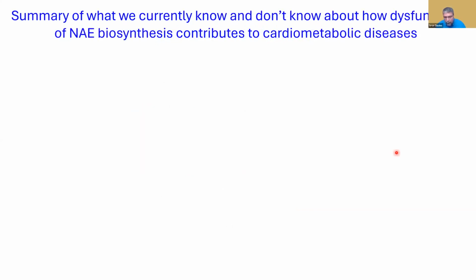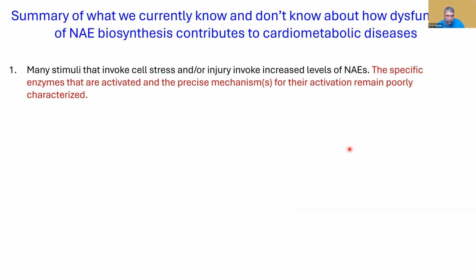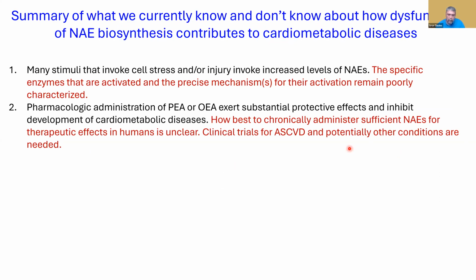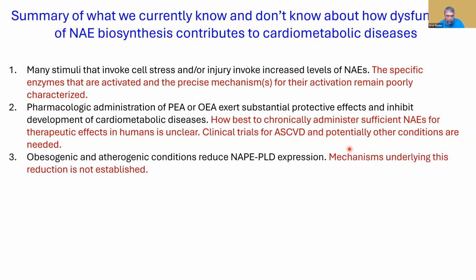So to reach the end here, I just kind of want to summarize what we do know and what we don't know about the role of these biosynthetic enzymes in protecting against cardiometabolic disease. So we do know that many stimuli do invoke their biosynthesis, but the specific enzymes that are involved and the precise mechanisms are very poorly characterized. We know that pharmacologic administration of PEA and OEA exerts substantial protective effects. If we could give these chronically to humans, they have the potential to be very protective, but we need to actually do those clinical trials.